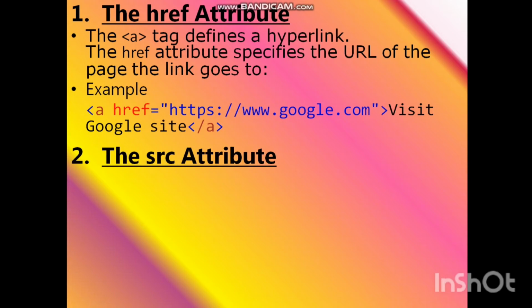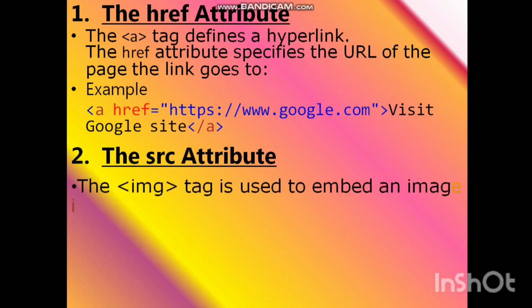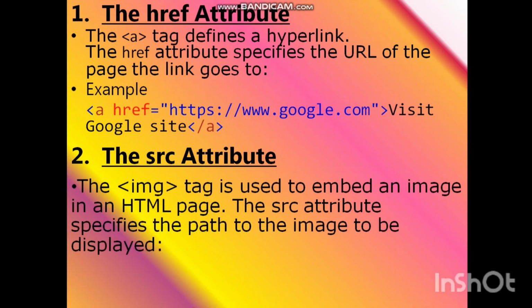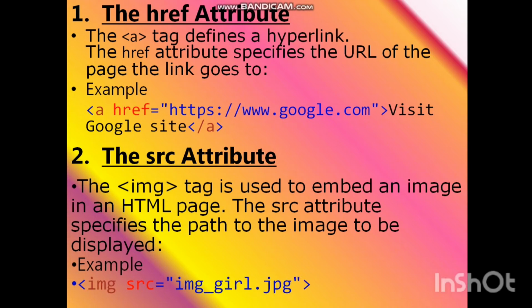The src attribute specifies the location URL of the external resource. Src is short for source. After img src is equal to, you fill in the URL of an image. The img tag is used to embed an image in an HTML page. The src attribute specifies the path to the image to be displayed. For example, img src is equal to imggirl.jpg. Like this, with the help of src, we can embed an image in an HTML page.